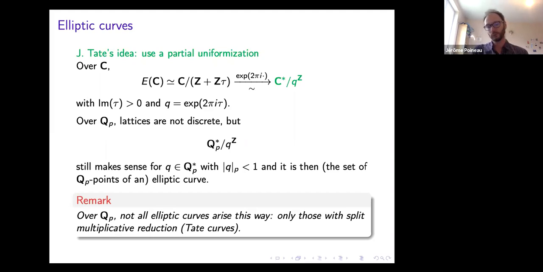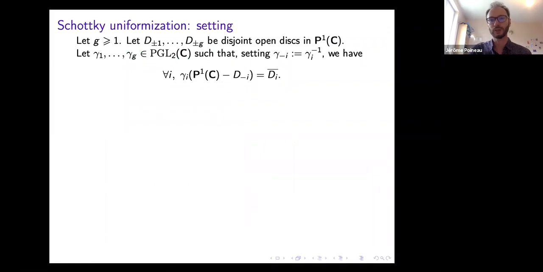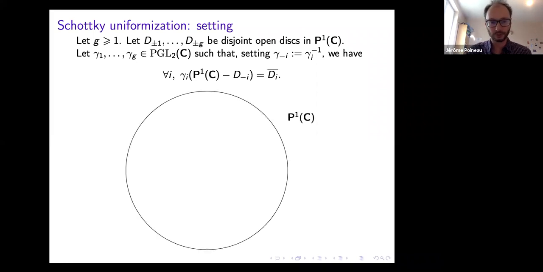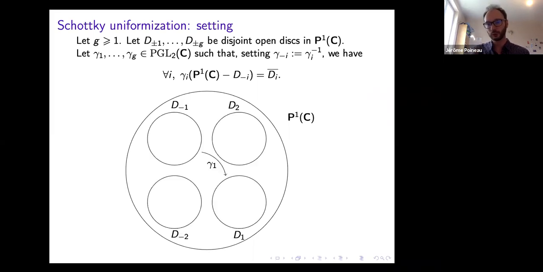Let's now turn to some more general case. So how do we generalize the picture? This is called Schottky uniformization. With my elliptic curve, I had two disks, and I was sending one circle to the other circle. Now I take, say, g pairs of two disks. Maybe I should put the picture now here. So P1 of C, and I draw, say, this will be genus 2. So I have 4 disks, and they go by pair exactly as before.